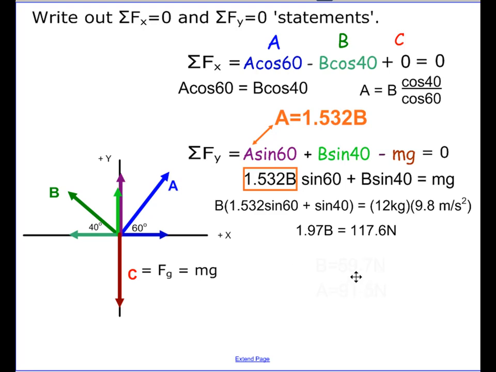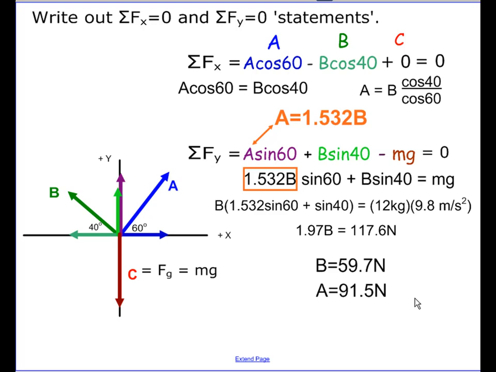So solving for b, you get 59.7 newtons. Plugging that value back into the expression for A that we set up above, we find that the tension in cable A is 91.5 newtons. In this case, we were asked to find the tension in the two cables. Other questions will ask you to perhaps find the weight of the object and the tension in the cable, or merely the weight. A question might ask you for an angle.